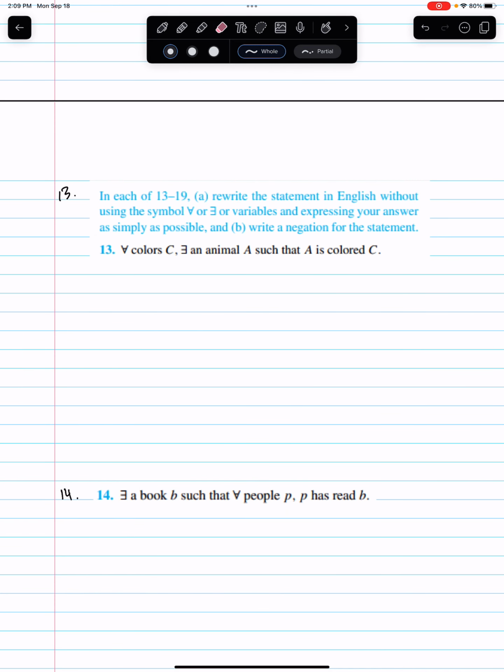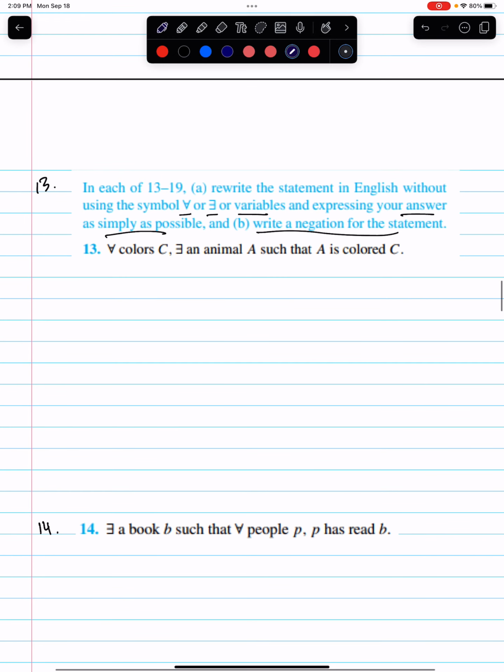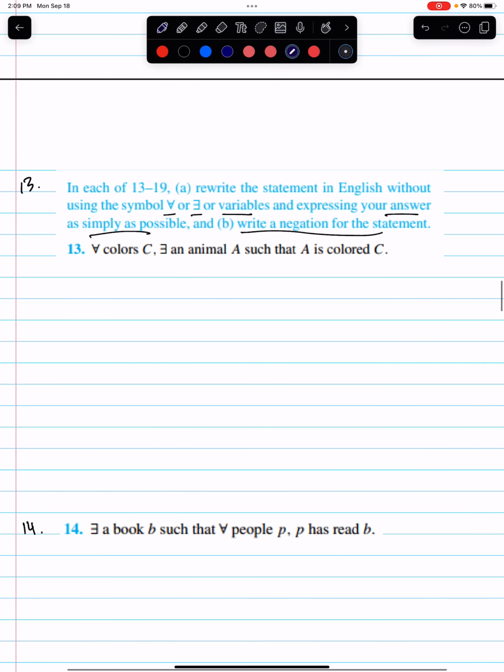It says to rewrite the statement in English without using this symbol for every, the words there exists, or variables, and express your answer as simply as possible. And also write the negation for that statement. So alright, let's see. This says for every color there's some animal A such that A is colored C.